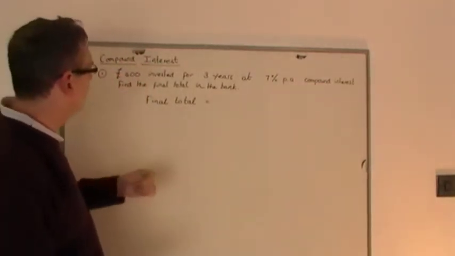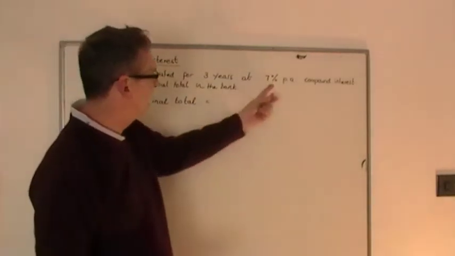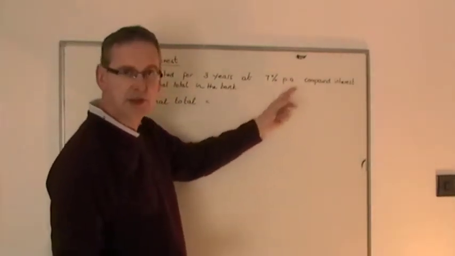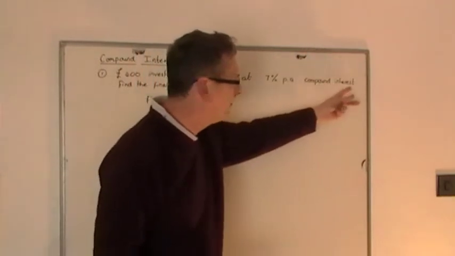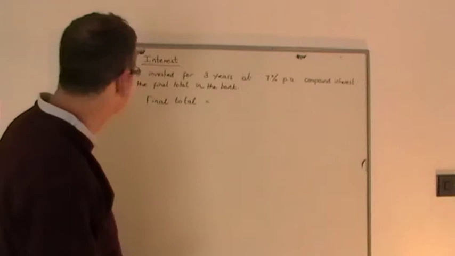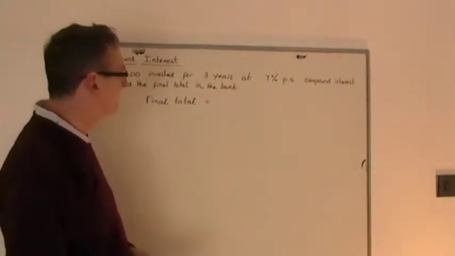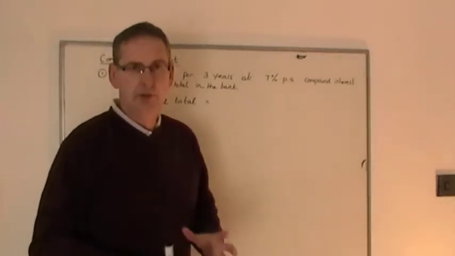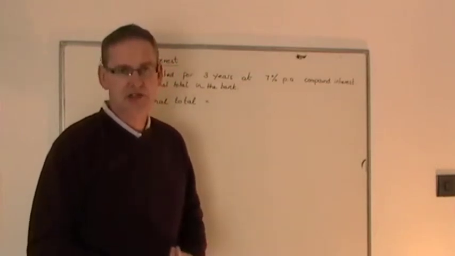We invest £400 for 3 years in a bank at 7% per annum, that means per year, compound interest. Compound interest, notice, not simple interest, compound interest. Find the final total in the bank. Okay, well there's 2 points here. You've got to understand what compound interest is.